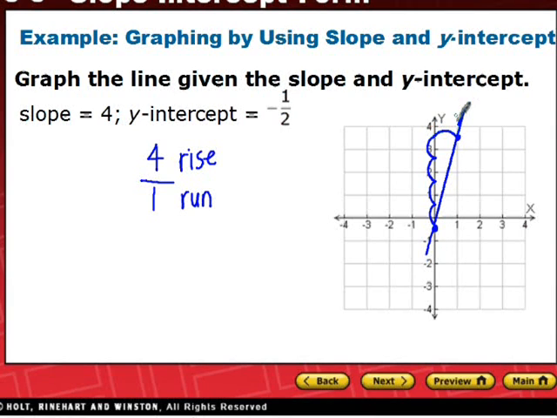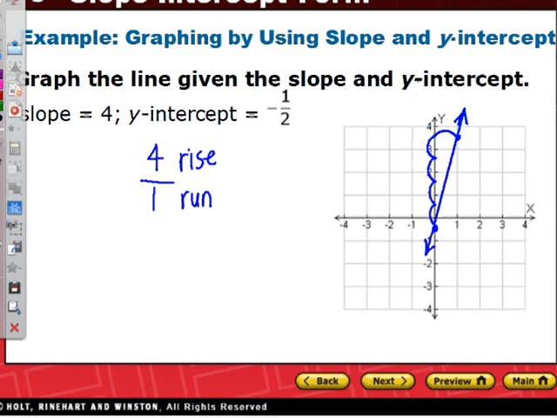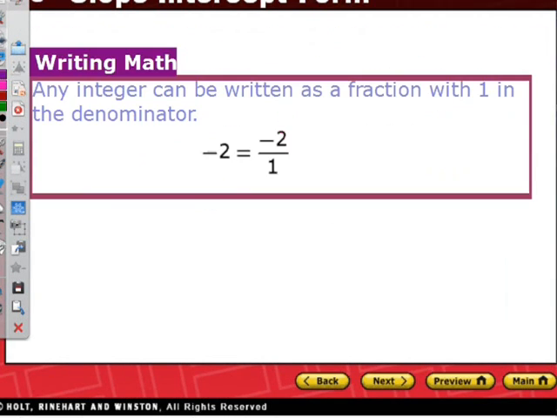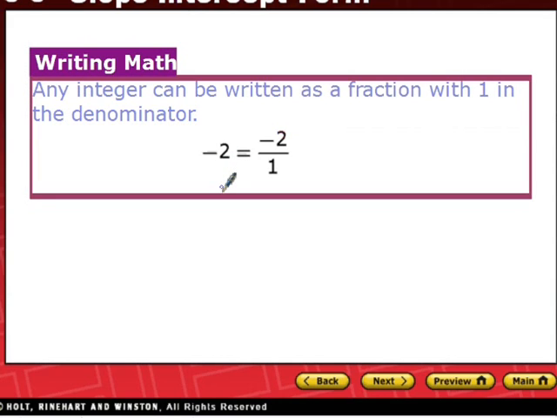Pretty good. And there you have your line. A nice steep line because the slope is 4. That's pretty big, right? You should expect a nice steep line there. A positive slope goes up to the right. Now, hopefully you're seeing why we learned about counting slope on Friday. Just a little reminder, if you have no denominator, put it over 1.